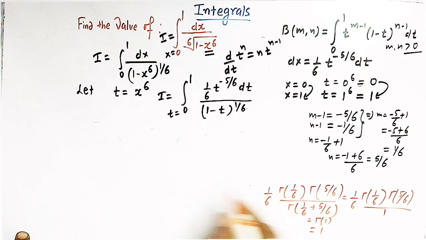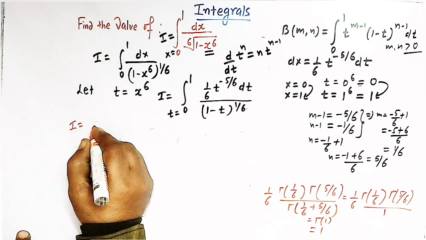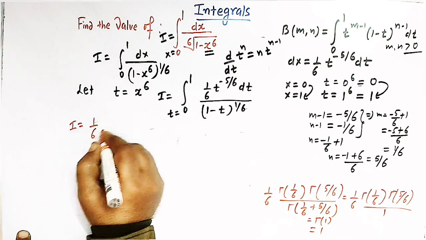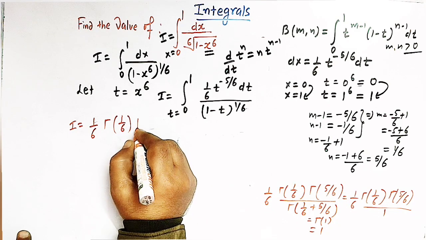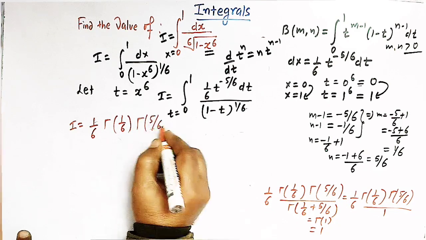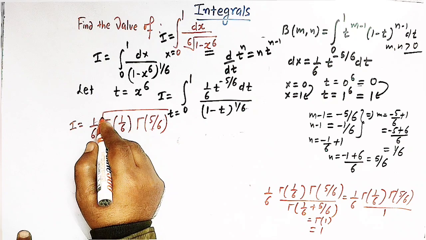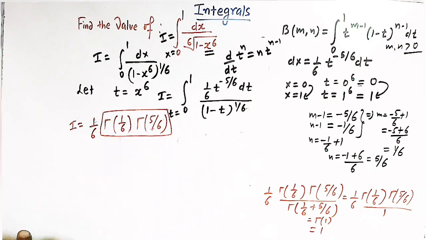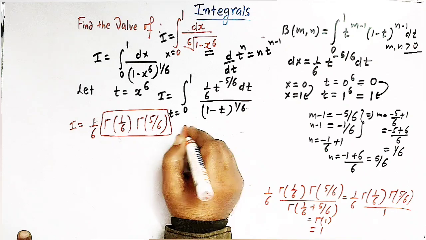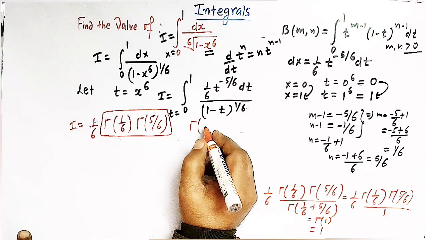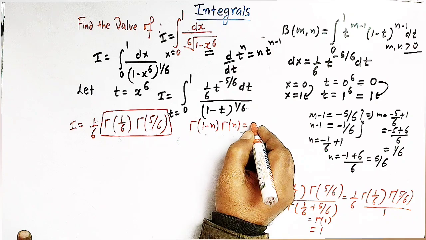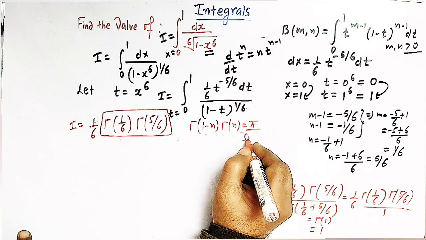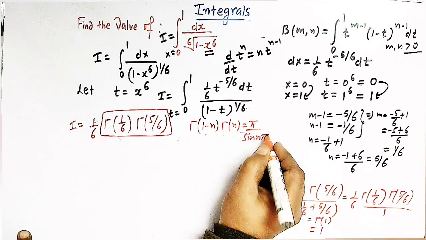So now we can write the value of the integral I as 1 over 6 gamma 1 over 6 and gamma 5 over 6. Now to get the value of this expression, we have to make use of the famous Euler's reflection formula. The reflection formula goes like this: gamma 1 minus n times gamma n is equal to pi divided by sine n pi, right?